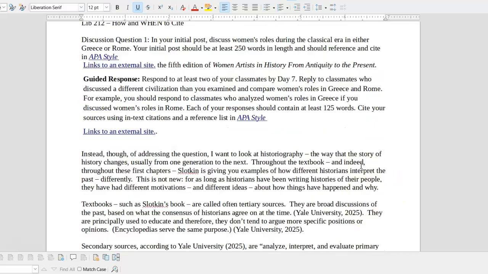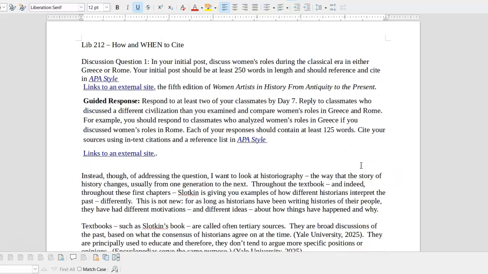Howdy. Now that we are at the end of the first discussion, and I'm going to be grading them, we need to obviously have a chat about this thing called citation: how and when you cite, and by that I mean internal citation.